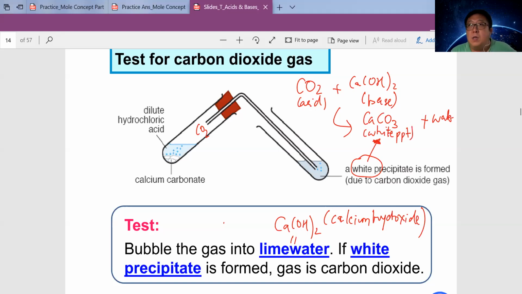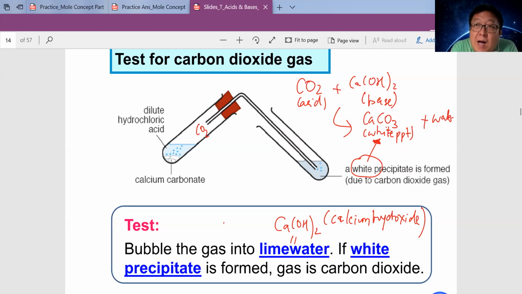I hope you all learn something new today. If for the last 4 years you didn't know what the white PPT is, today you know. Calcium carbonate is forming inside the solution, and that is the white PPT.